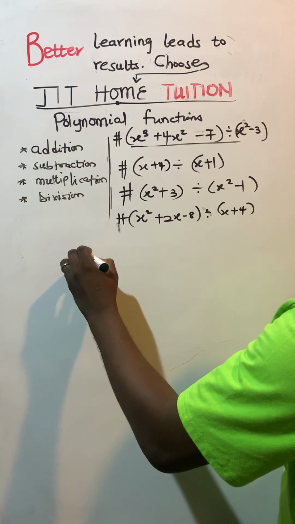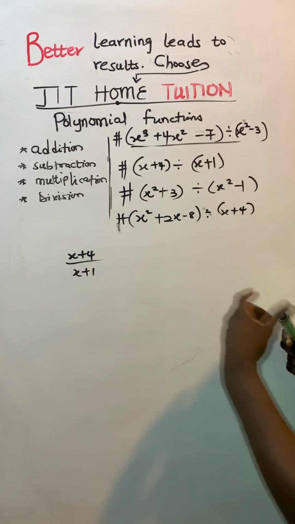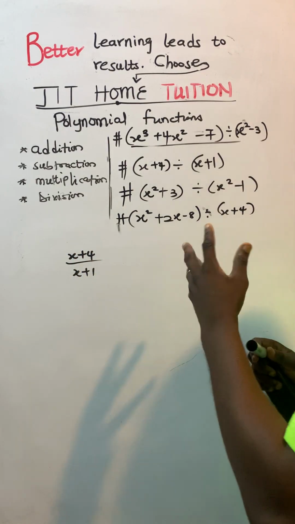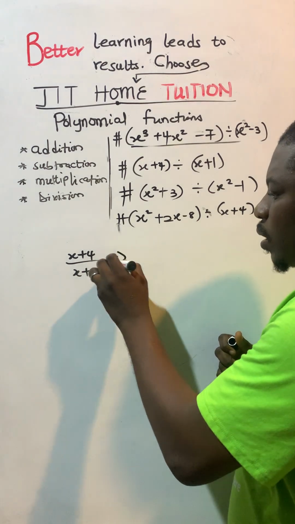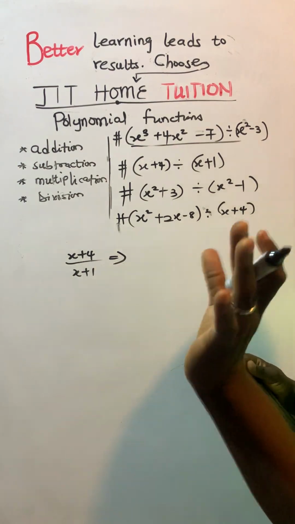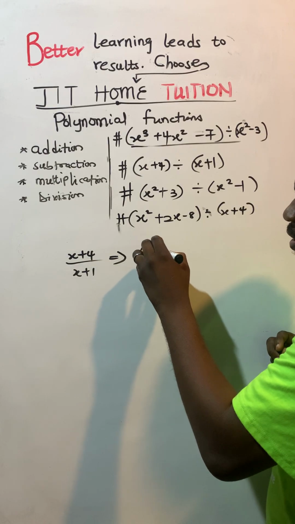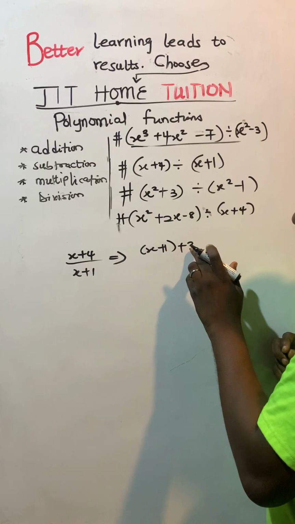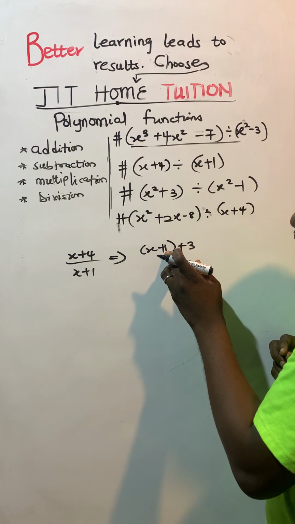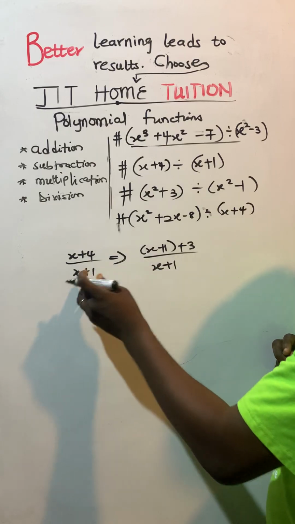So you have x plus 4 divided by x plus 1. Now look at the power: 1 power 1. But how do we go about it? That's why I said you apply wisdom, okay? So you look at it carefully, then you write x plus 1 plus 3, so that this 3 plus the 1 will give you the 4, all divided by x plus 1.